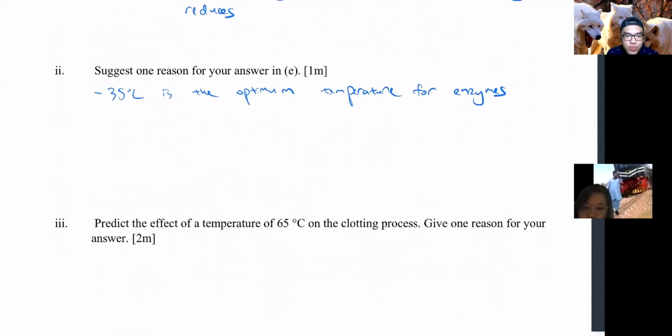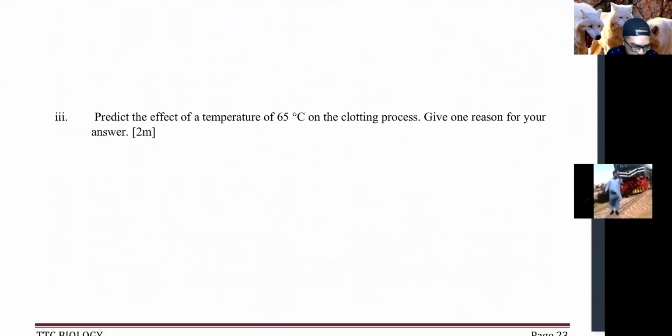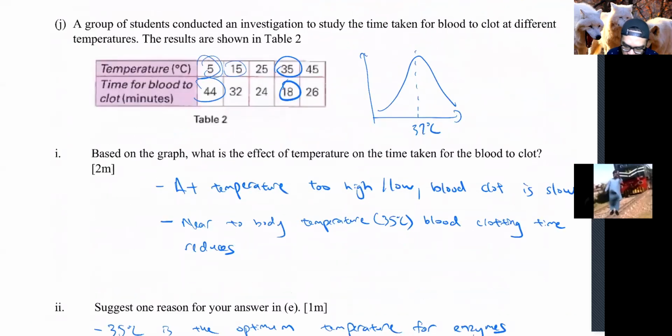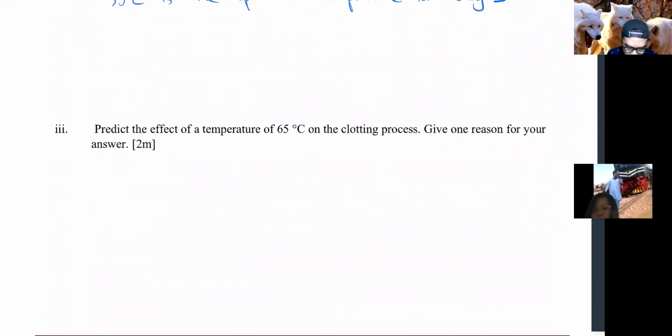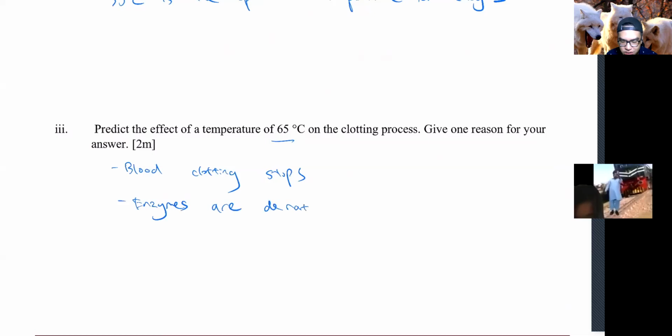Next, number 3, predict the effect of a temperature of 65. Just now 45 was already 26. So how about 65? Of course you revert back to maybe 40-something minutes, or you can even say blood clotting stops. Why? Because the enzymes, if you still remember this, are denatured. You learn this in the enzyme topic. Denatured means the enzyme is broken down.